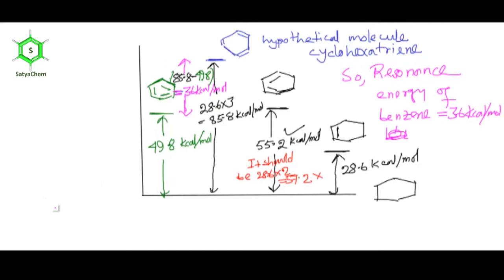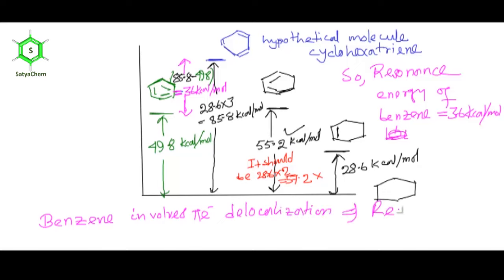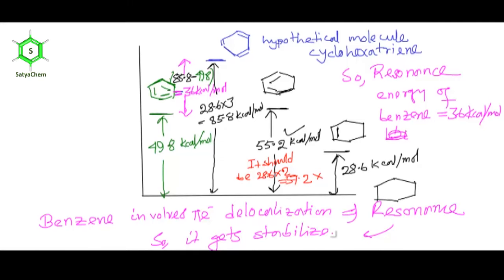Here the three double bonds are in conjugation, so the pi electrons of benzene are involved in pi electron delocalization, that is resonance, and this gives stabilization. That is how we have proved that the resonance energy of benzene is 36 kilocalorie per mole.